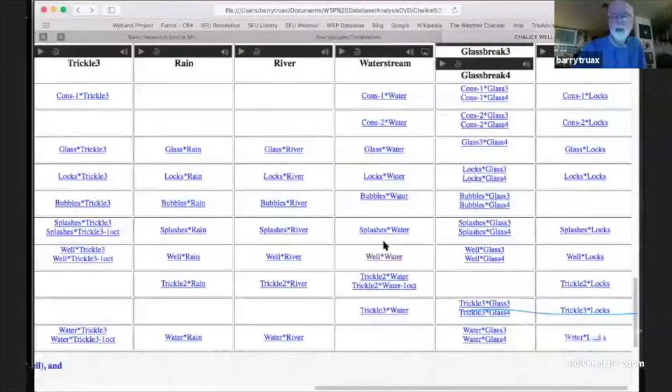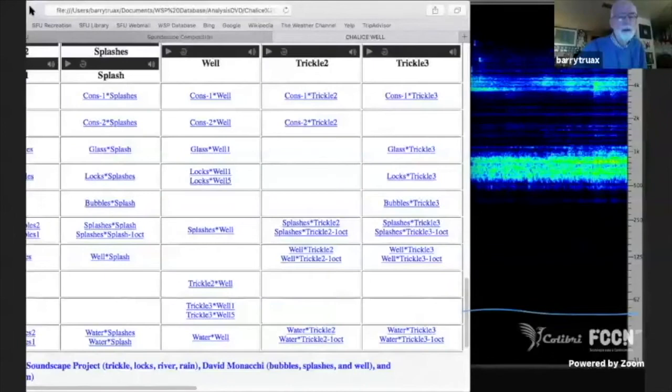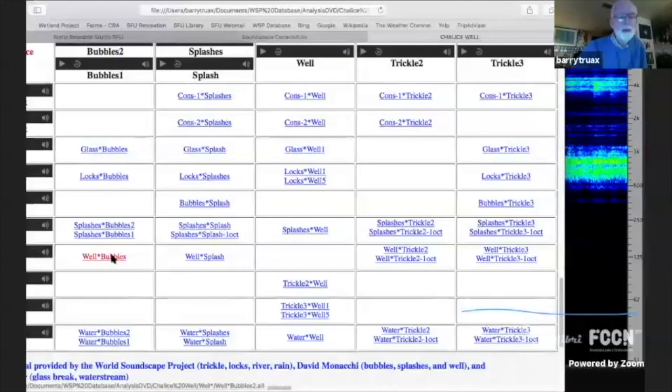Here, for instance, is something that's not water, the glass breaking sound convolved with the well. So that's clearly a hybrid. And then I can also go to, well, actually it's back here, some bubbles that David also did with the well. I'll just keep these simple examples here.